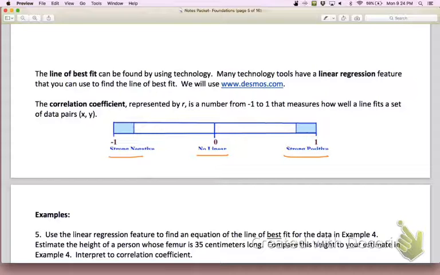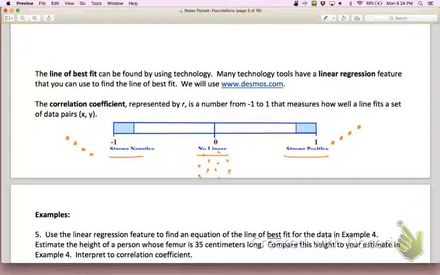So a positive talks about the slope. Negative also talks about the slope. So strong positive means my points are pretty much in a perfectly straight line that has a positive slope. Strong negative, same thing, except the slope would be going down this time. No linear, no correlation would mean it looks kind of like a shotgun hit it. So it's just scattered all over the place.